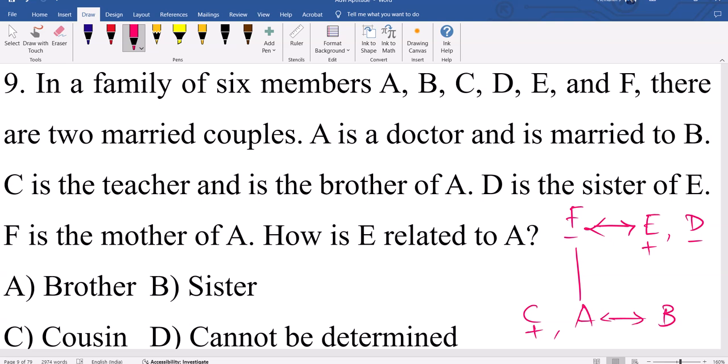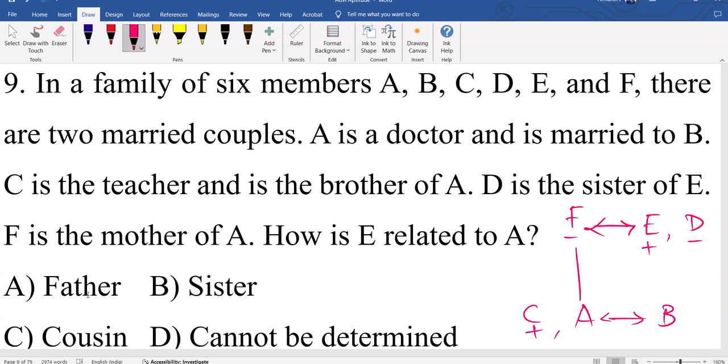Now, how is E related to A? Father. Not in the options, but father is the max. Or any other possibility, let me know. We'll go for cannot be determined. But let's see what the other case is. Maybe you people argue. Yeah, wait. You can go for cannot be determined.